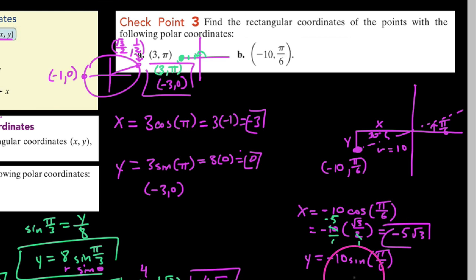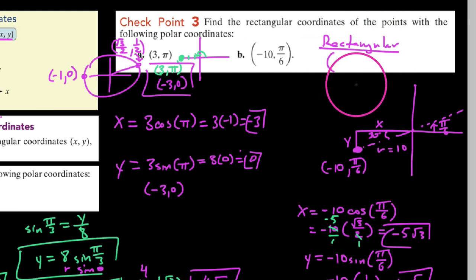And for our sine at pi 6 here, we get a sine value of a half. So really half of -10 is -5. So our point here, -10 comma pi 6, in rectangular form would be the point with x value -5 root 3 and y value -5. So you could see going left -5 root 3, and down -5 would get us to this point here.